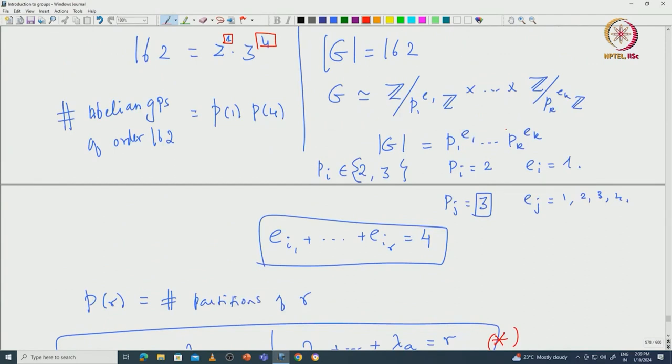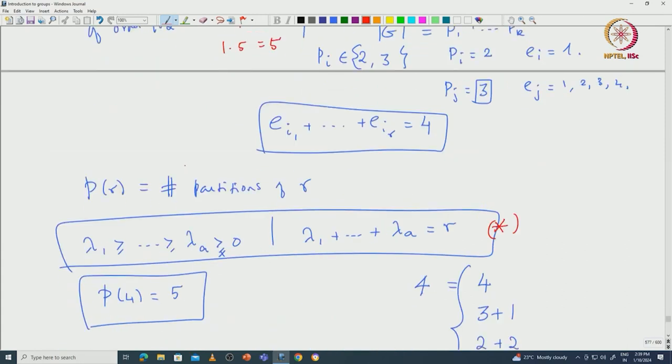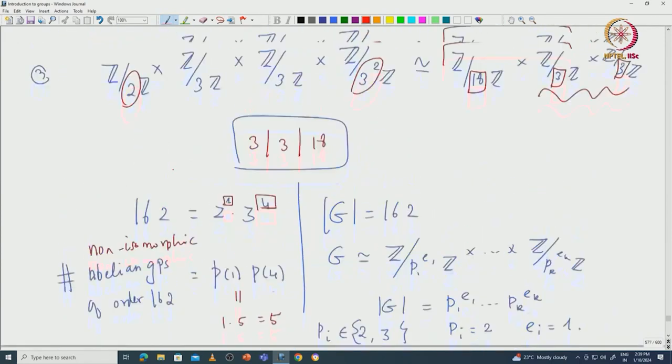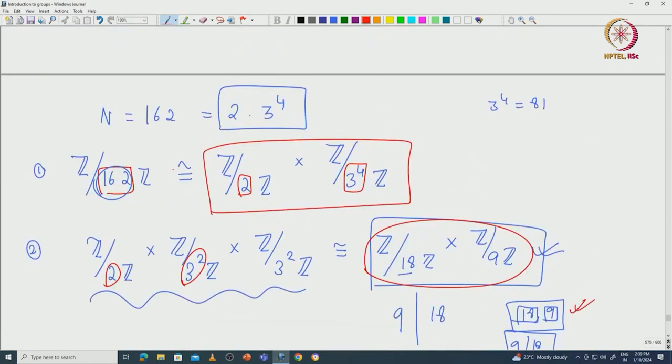So now how many abelian groups of order 162 are there? The partition of 1 is just 1. So it is 1 times 5. So there are 5 non-isomorphic abelian groups of order 162, exactly equal to 5. So what are they? We listed already 3 of them.